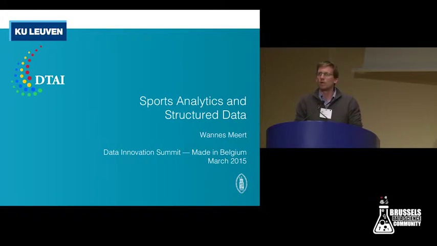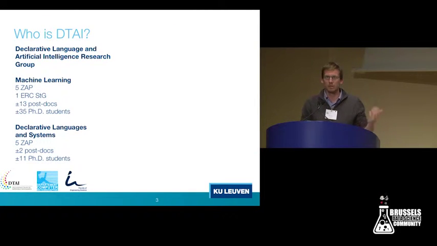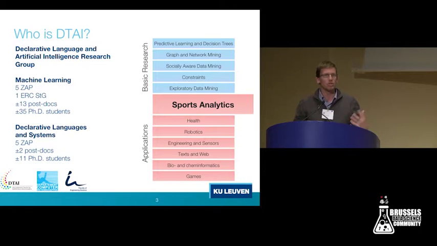DTAI is a large group of 70 people, and we're also involved in the Elucidata project that you've seen by now multiple times, by CIRIS and Agoria. DTAI is involved there with the full 70 people that we are. DTAI is split up in two big parts, machine learning, but also declarative languages and systems. And we work on this variety of topics.